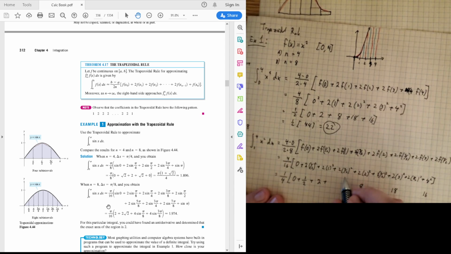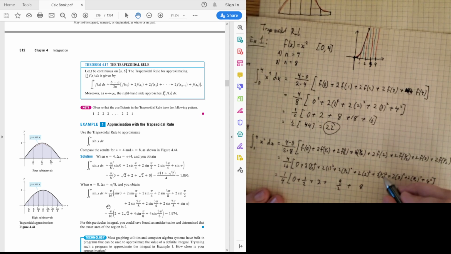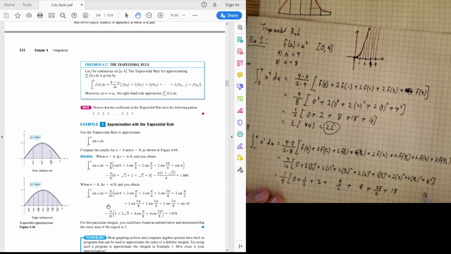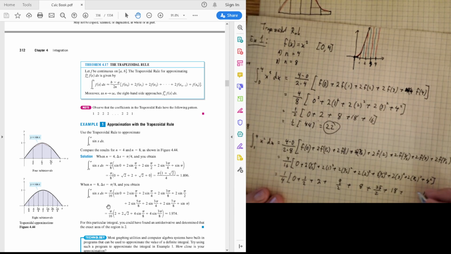Let's do the nasty ones now. 3/2 squared is going to be 9/4 times 2. That's going to be 9/2. 5/2 squared is 25 over 4 times 2 is 25 over 2. And then 7/2 squared is going to be 49/4 times 2 is 49/2.